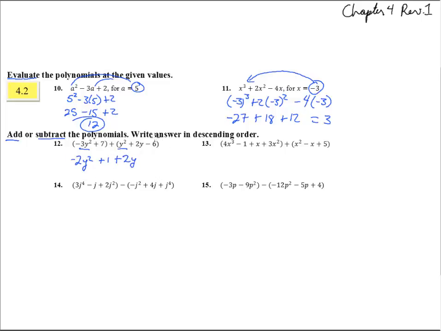But it does say to write the answer in descending order. So we'd have to write negative 2y squared. It has the highest power. Plus 2y. It has the next highest power. And then plus 1. That has no variables at all.